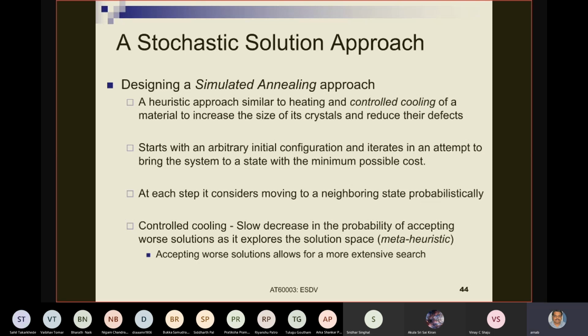Okay, let us understand this stochastic solution approach, which is called simulated annealing. Now, simulated annealing also, I'll not go into how simulated annealing works, how it comes from the annealing procedure of metals used in mechanical engineering, but I'll not go into the annealing procedure of metals.